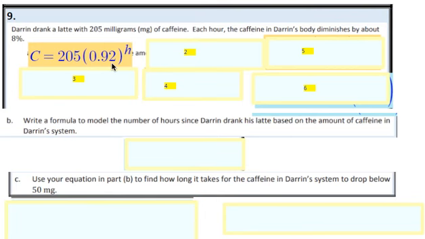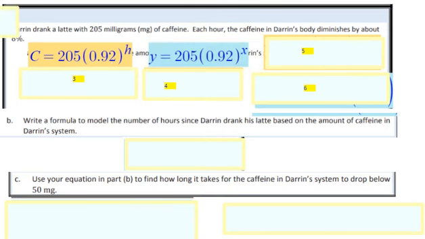So when we look at question 2, it wants us to write a formula to model the number of hours since Darren drank his latte based on the amount of caffeine. So we're taking the inverse. Now we want to know hours based on caffeine instead of caffeine based on hours. So the first thing I want to do is bring in X and Y. So get rid of the C, get rid of the H, and Y equals this.